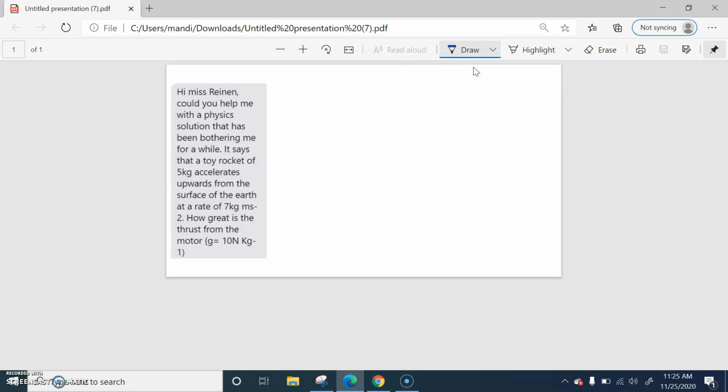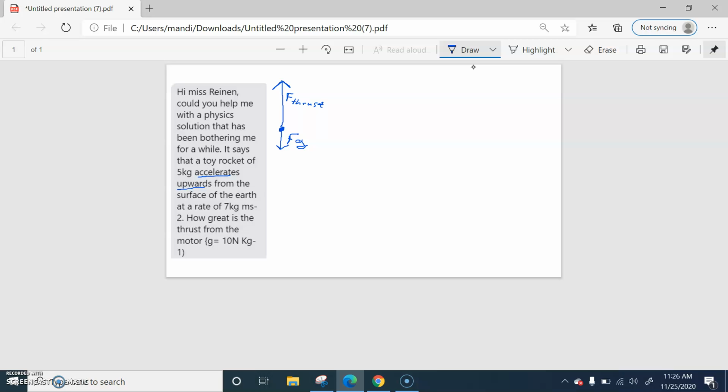Okay, so we have a rocket that's going up. So first we're going to draw a free body. So we have gravity from planet Earth pulling it down, and some sort of rocket force. They're calling it thrust, so we'll call it thrust. Taking it up. And I'm drawing that thrust higher than the gravity because it's accelerating upwards.